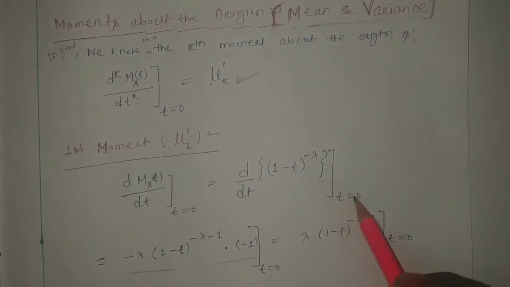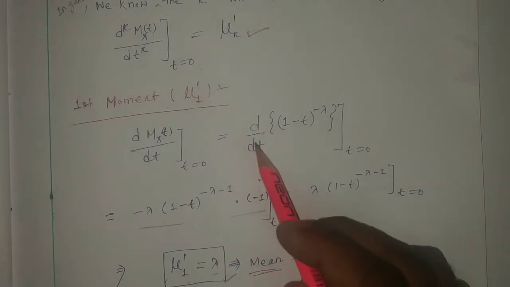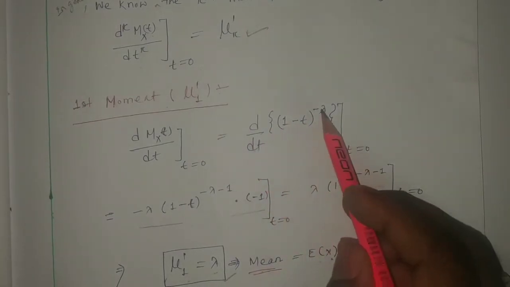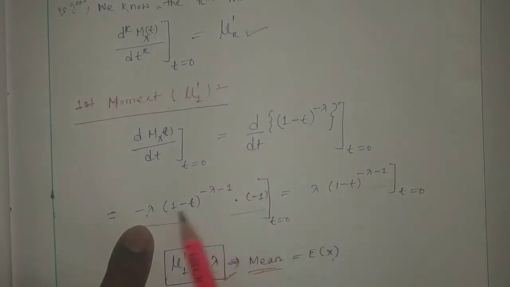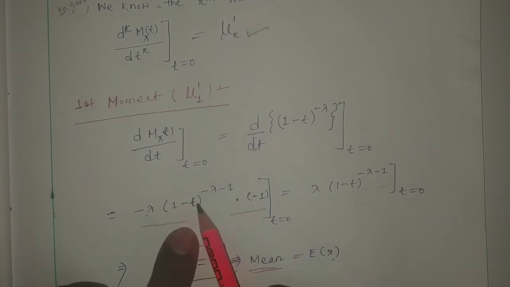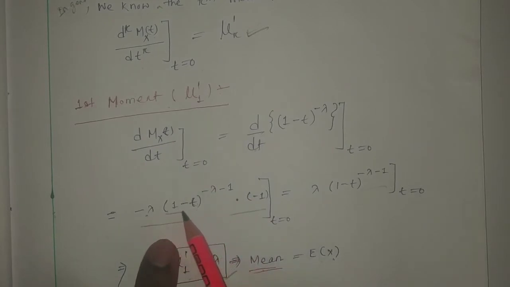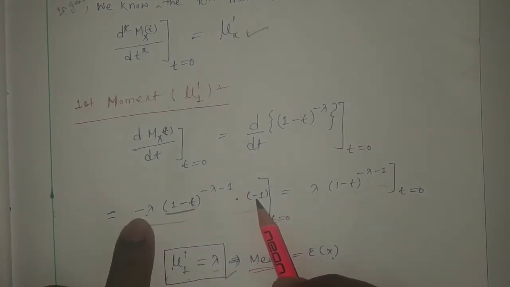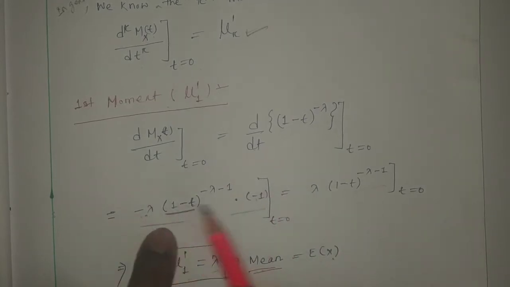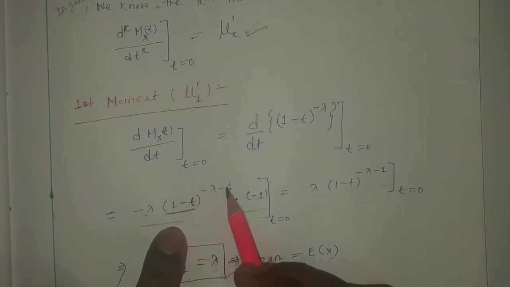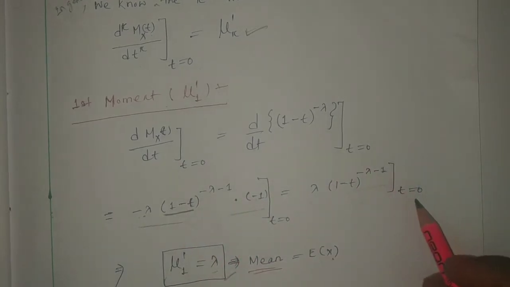Then we have to put t equal to 0. You just take the differentiation of this one with respect to t. We can find minus lambda (1 minus t) to the power minus lambda minus 1, and the differentiation of 1 minus t with respect to t will be how much? Minus 1. So here the minus sign will become plus lambda (1 minus t) to the power minus lambda minus 1. Now we are going to put t equal to 0.